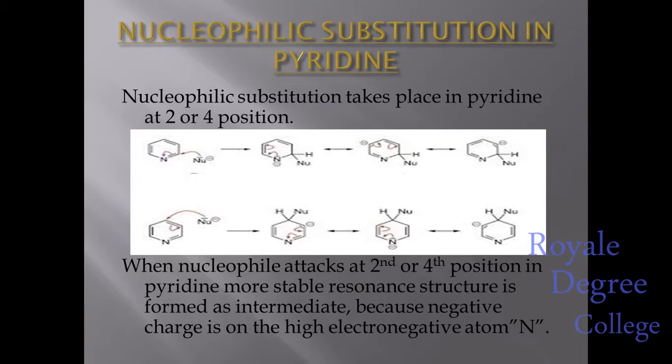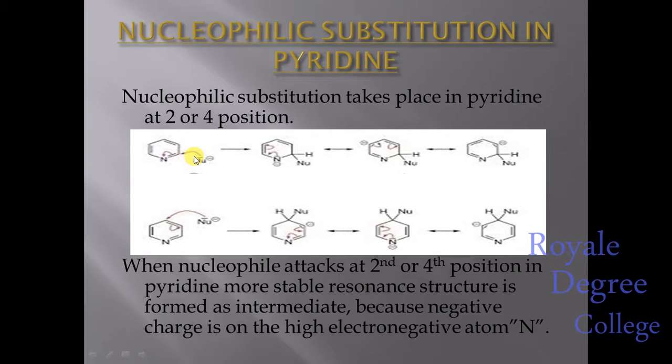Nucleophilic substitution in pyridine. Nucleophilic substitution takes place in pyridine at second or fourth position. Here you can see the reaction. We are taking the pyridine. In that we are adding the nucleophile. See, in case of the pyridine, where the nitrogen is present, that is the first position, and this is the second position. Here you can represent one hydrogen outside the ring with the single bond.